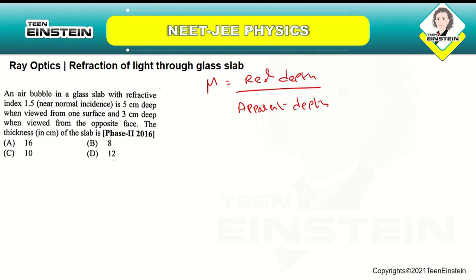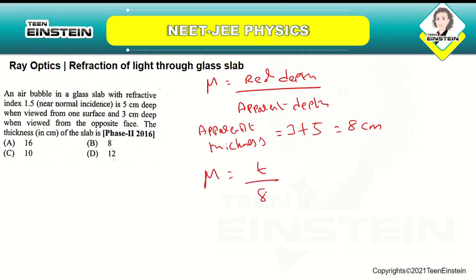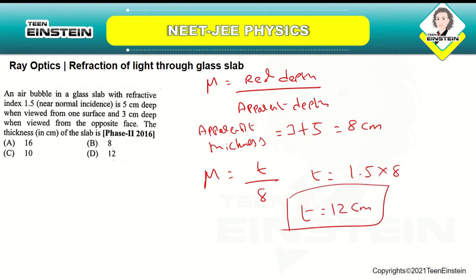So, the apparent thickness will be 3 plus 5, which is equal to 8 centimeter. So, mu is equal to T by 8. So, T will be equal to 1.5 into 8, or T will be equal to 12 centimeters. So, the thickness will be around 12 centimeters. So, the correct answer is option number D.